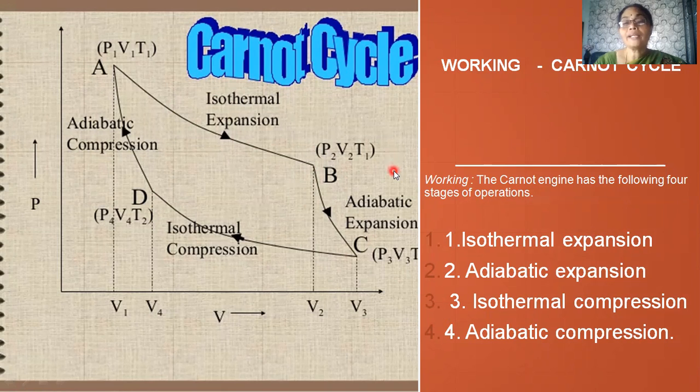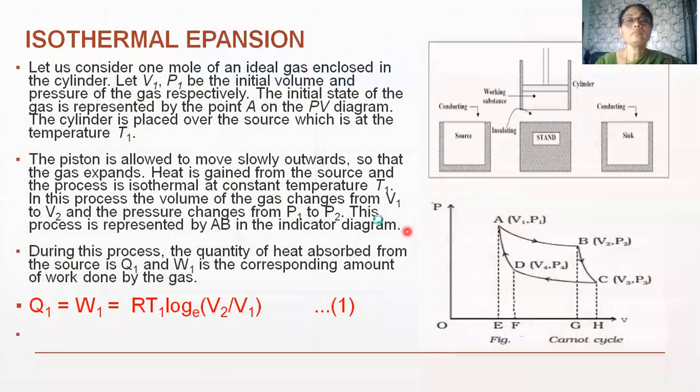Now let's try to understand the working of Carnot's heat engine by considering the four stages of operation individually. Now let's see the first stage of operation, that is isothermal expansion. Generally, the isothermal expansion can be understood with the help of the Carnot cycle, or we call this as PV diagram. In a PV diagram, volume is taken on x-axis and pressure is taken on the y-axis.